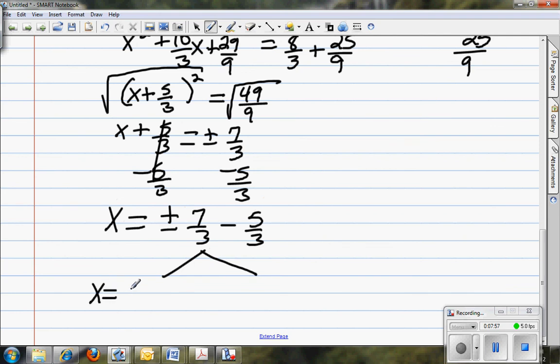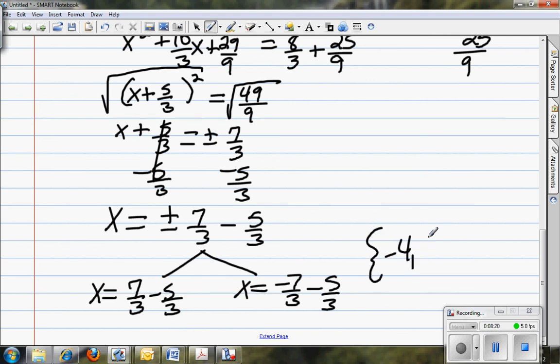Two answers. x equals 7 thirds minus 5 thirds, or x is equal to negative 7 thirds minus 5 thirds. Once you combine those, you'll see that your final answers are negative 4 and 2 thirds. All right, that's all for those types.